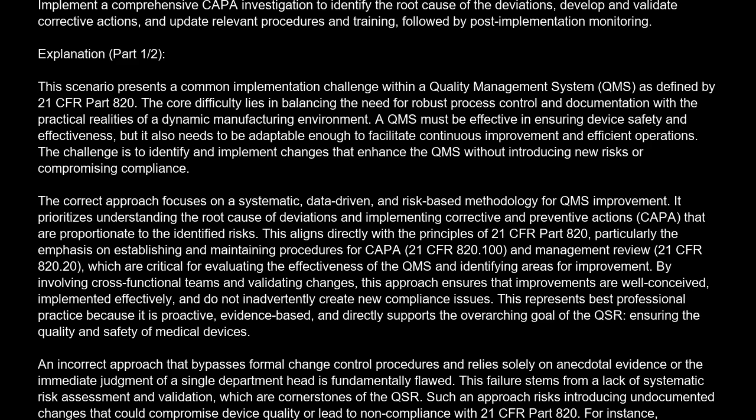It prioritizes understanding the root cause of deviations and implementing corrective and preventive actions, CAPA, that are proportionate to the identified risks. This aligns directly with the principles of 21 CFR Part 820, particularly the emphasis on establishing and maintaining procedures for CAPA, 21 CFR 820.100, and management review, 21 CFR 820.20, which are critical for evaluating the effectiveness of the QMS and identifying areas for improvement.